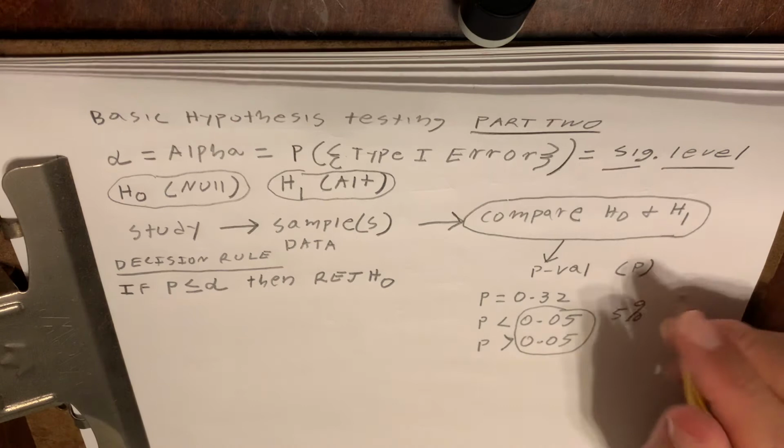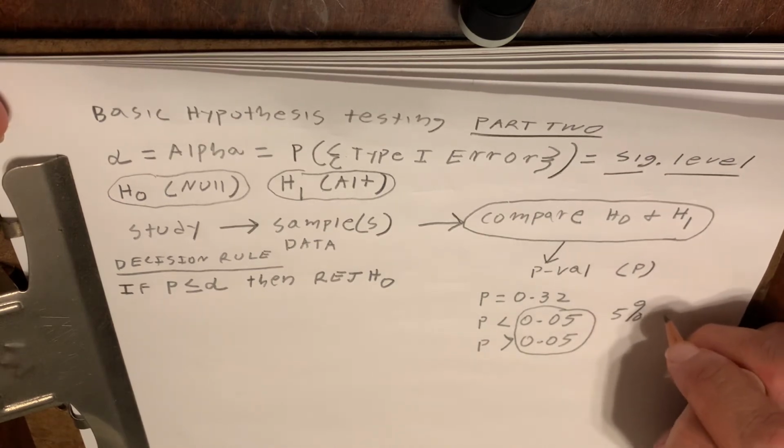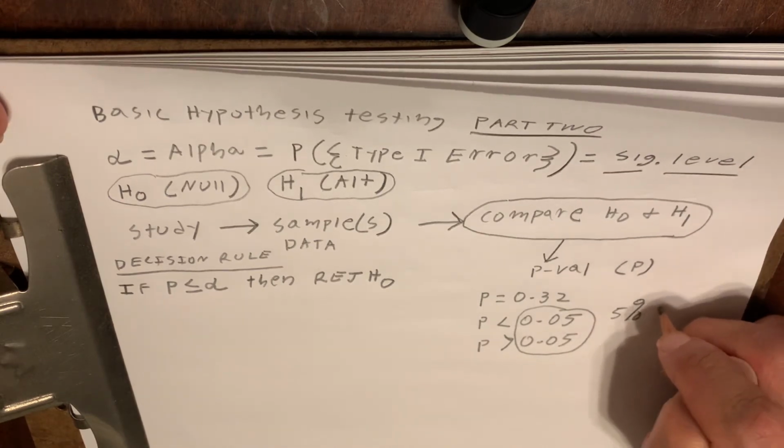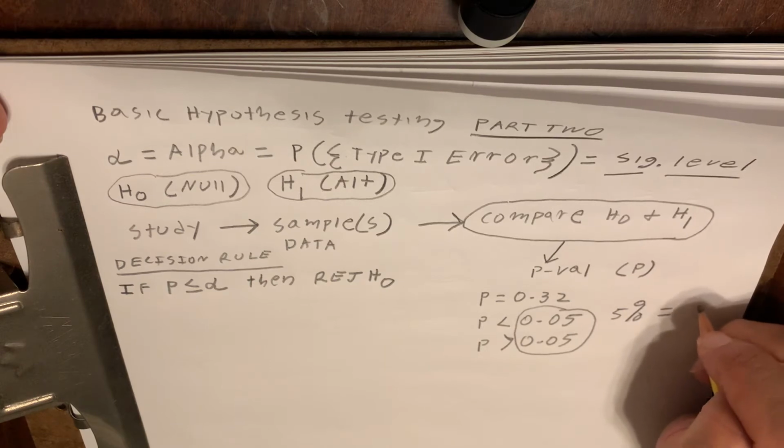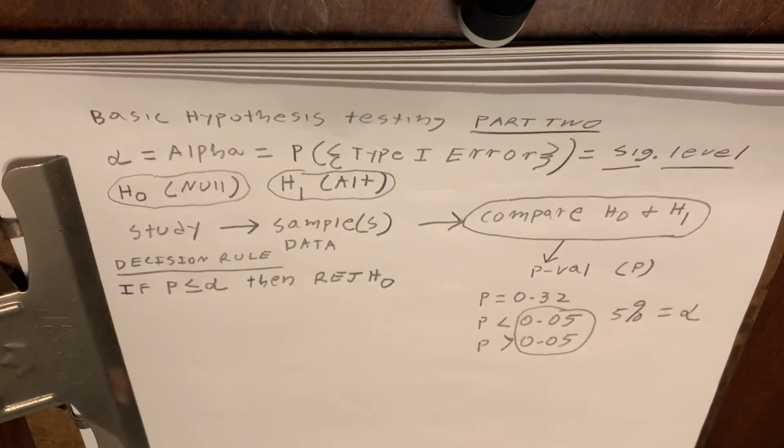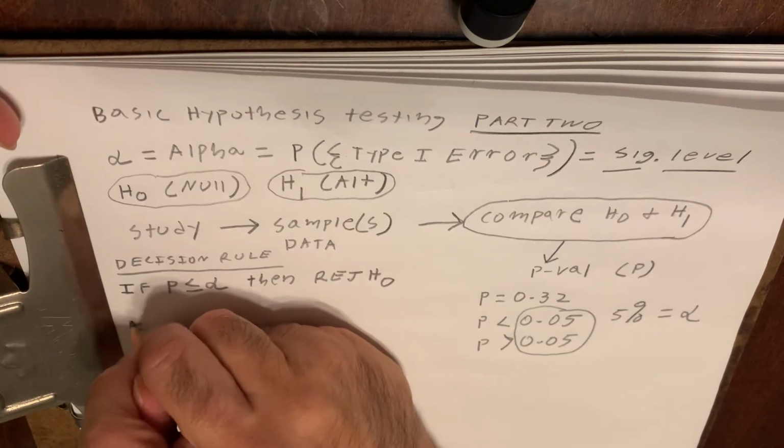Now, I told you 5% is the standard significance level. So I'm going to write 5% equals alpha because it's the standard level. So let's do a little example here.